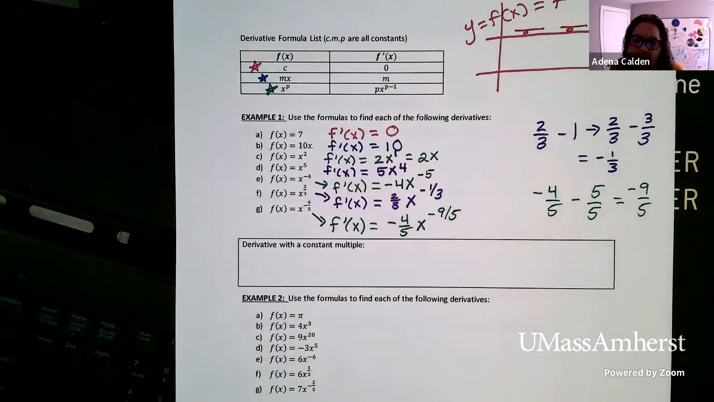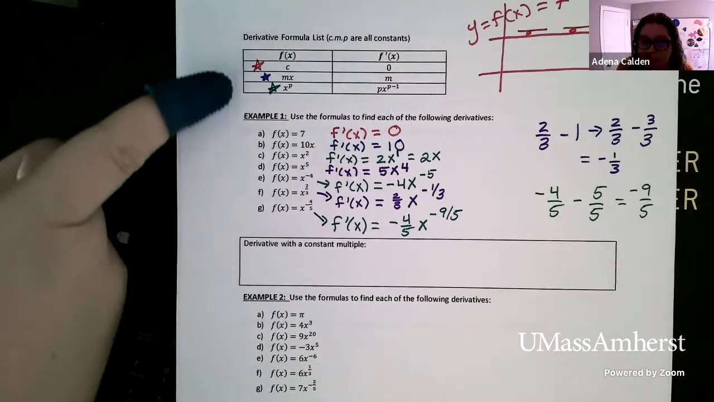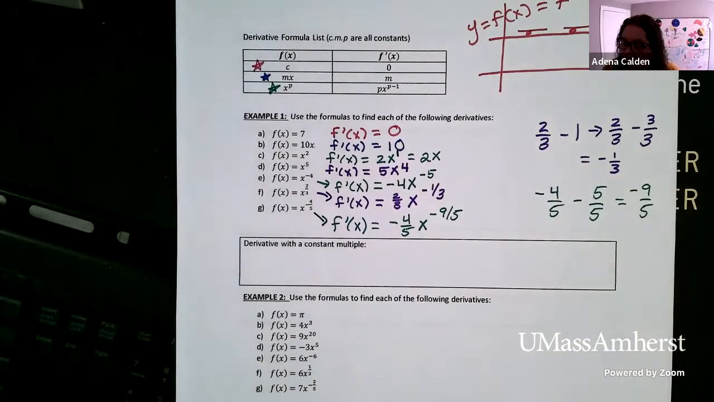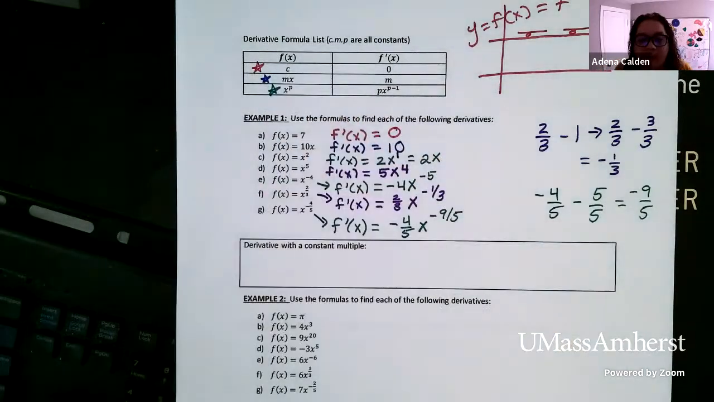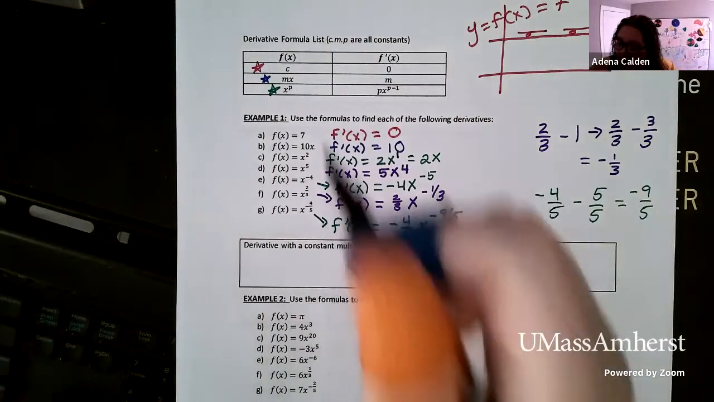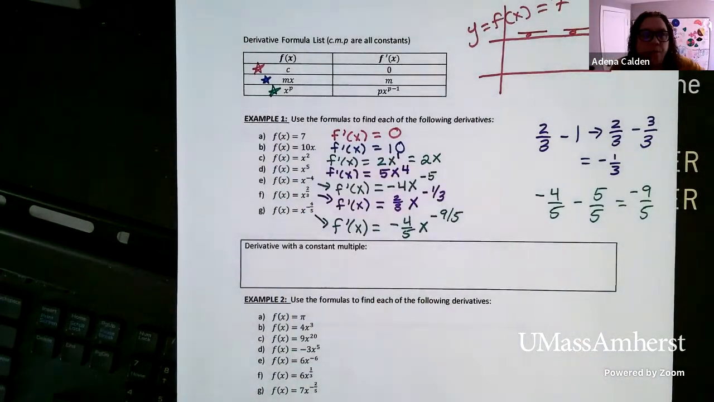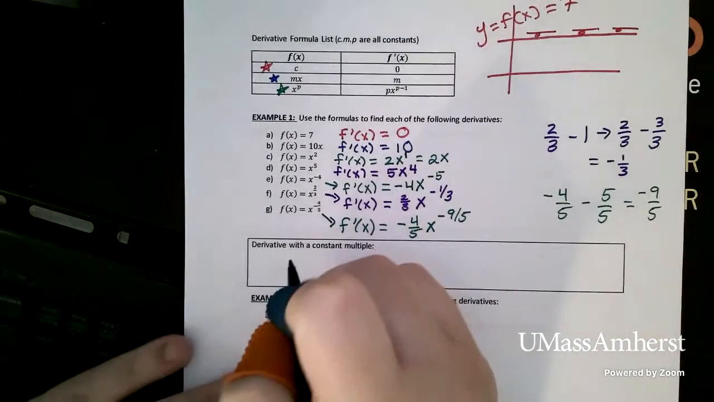Okay, so the next thing we want to bring in is what if our function has a constant multiplied in front. For the first two formulas, that doesn't really change anything, because if you have a constant times a constant, you still just have a constant. And if you have a constant times x, we already know what to do. But the real question is, what if we have something in front of our x to the p? What if we have 4x squared or 12x squared, something like that?